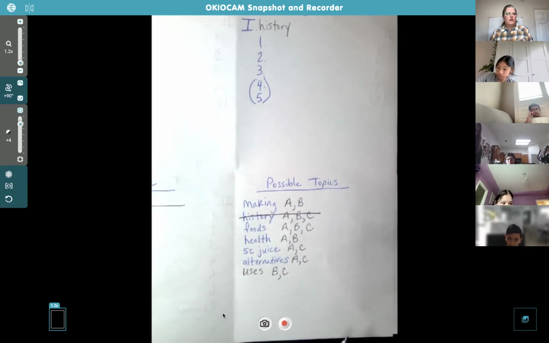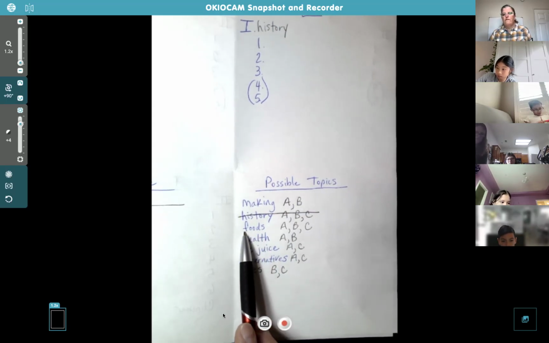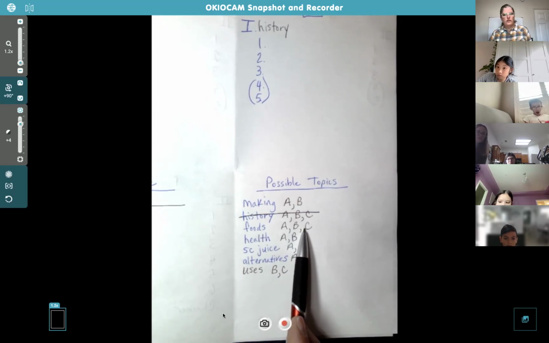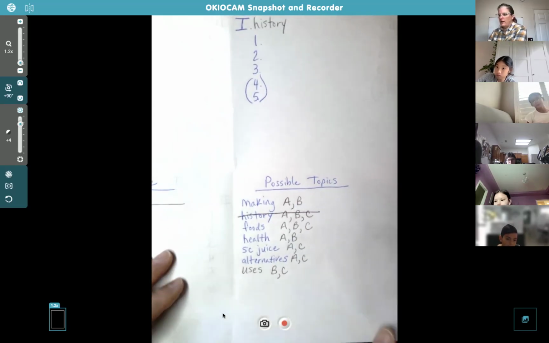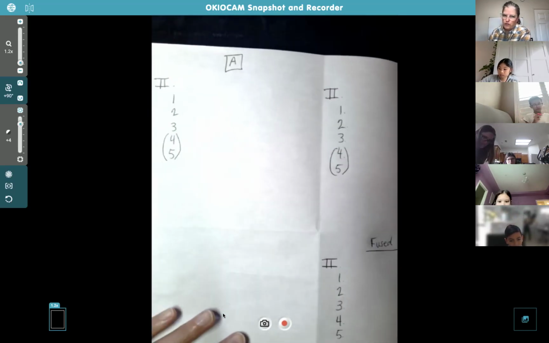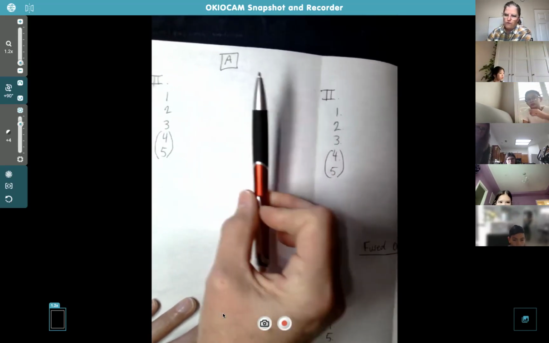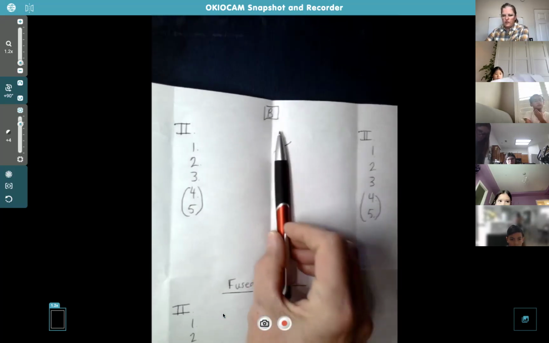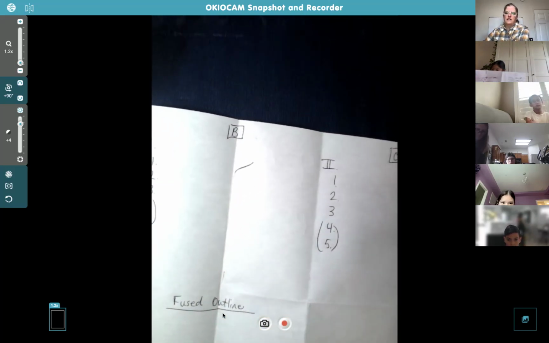So here's what I'm going to have you guys do. If you choose foods, then you're all set. You've got your A, B, and C. You can choose, this is for Roman numeral 2. We're trying to figure out what you're going to do in your second paragraph. You already have foods is in A, foods is in B, foods is in C.